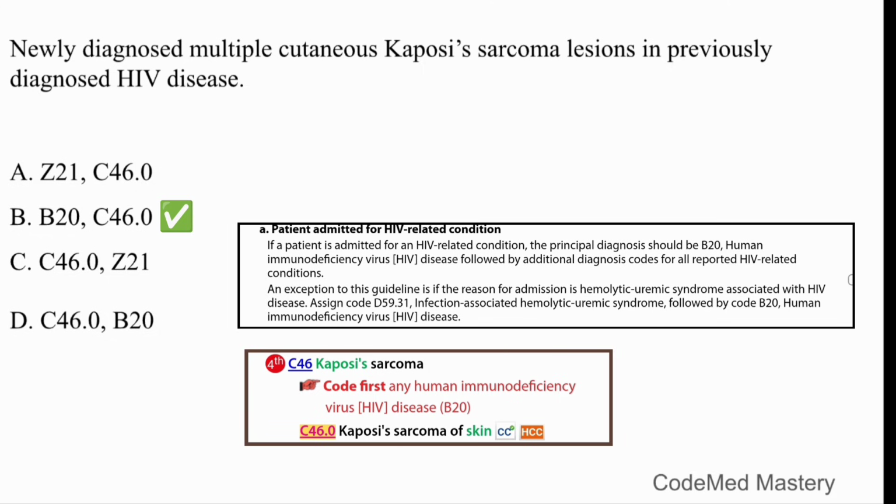Highlight this guideline in your ICD manual. In option A, they have given Z21. Remember that Z21 cannot be used when HIV related conditions exist. Option C is also wrong, and in option D, the sequencing is wrong. HIV disease must be sequenced first. Next question.